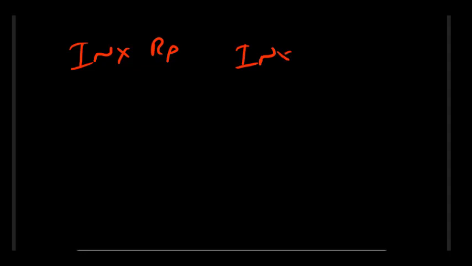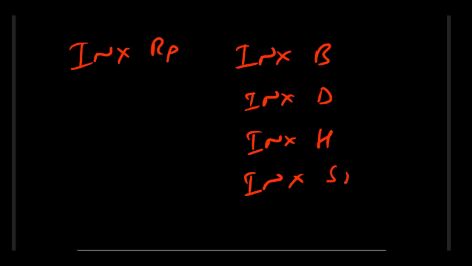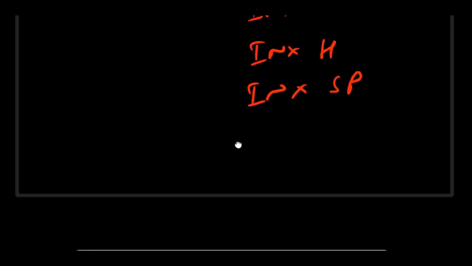One is INX B, INX D, INX H, and INX SP, stack pointer. So INX B, how is it different with respect to INR B? Okay, we have already done this INR B, and now we are going to do INX B. So what is the difference?